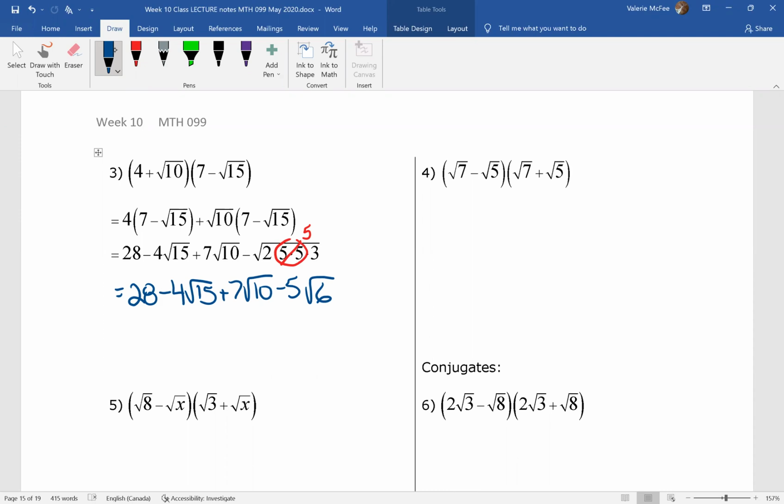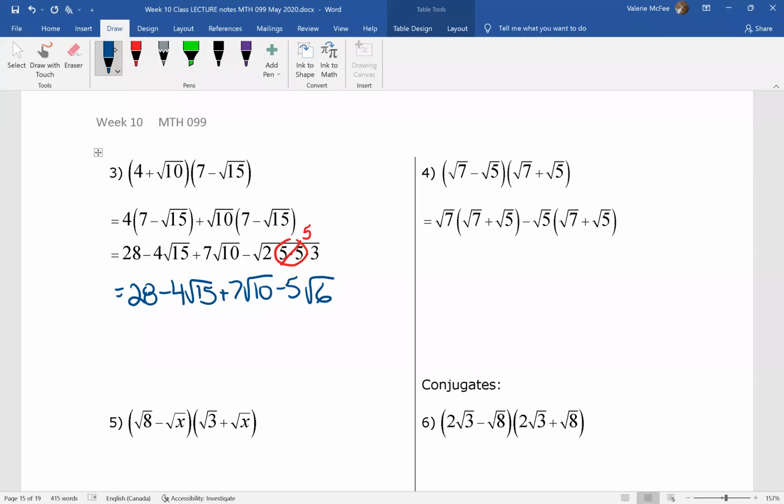If you haven't already done so, finish question 4 and question 5. This question was interesting. I hope you thought so as well. Root 7 times root 7 we know is simply 7. Root 7 times root 5 is root 35. Negative root 5 times root 7 is negative root 35. And negative root 5 times root 5 will be minus 5. We see that our middle terms subtract out, and we're left with 7 minus 5 or 2.